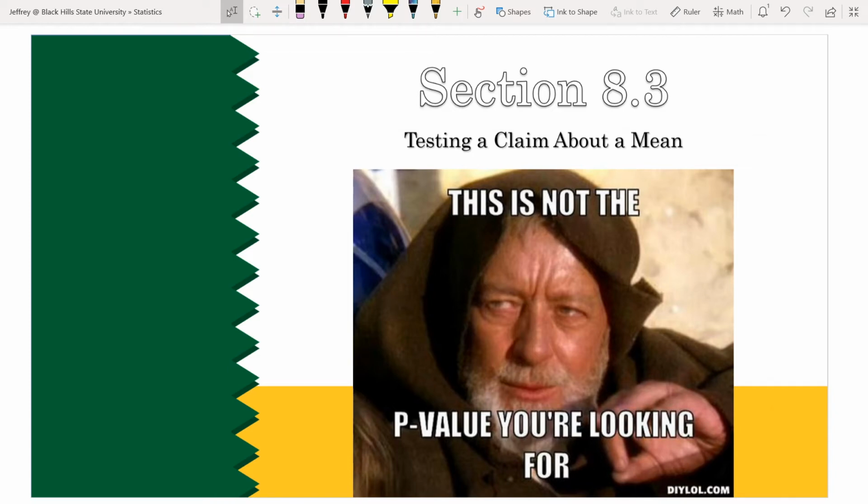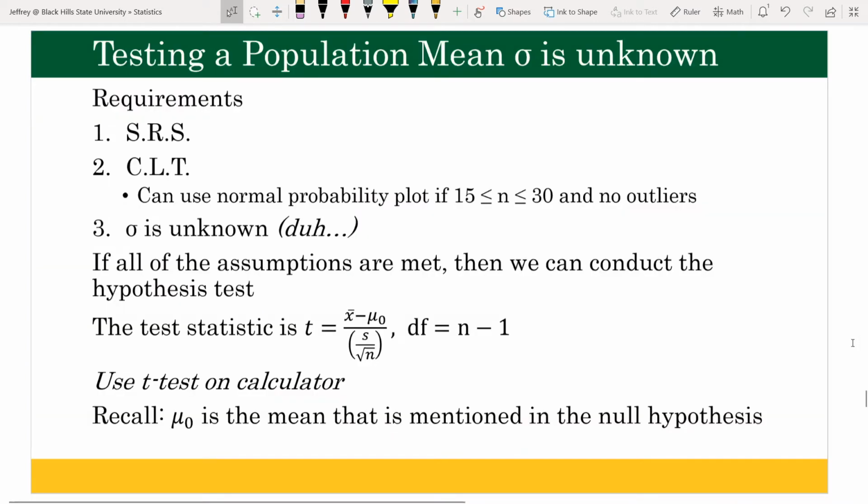Hello everyone. Today in section 8.3, we're going to be talking about testing a claim about the mean. So to briefly go over the requirements, we have to have a simple random sample, we have to have the central limit theorem, and we assume that sigma is unknown for this particular case.